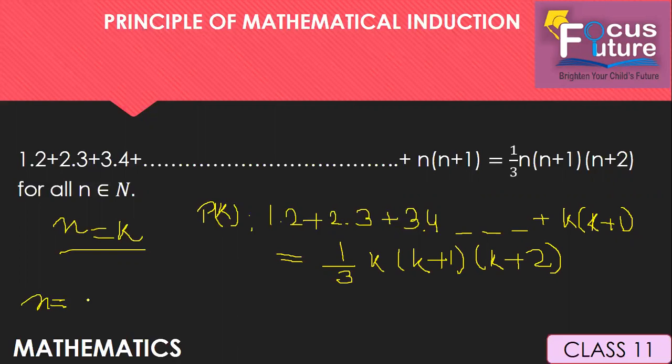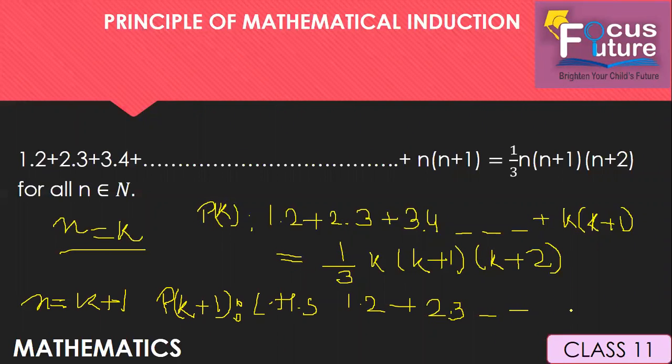N is equal to k plus 1. So Pk plus 1, your LHS would be 1 into 2 plus 2 into 3 and so on till k plus 1 and k plus 2, right?